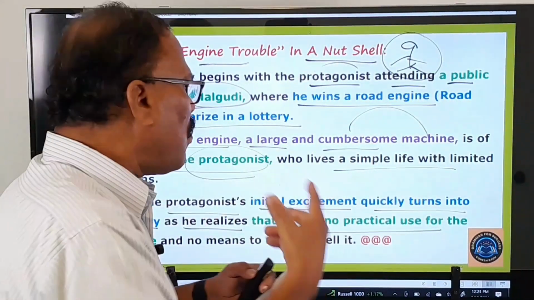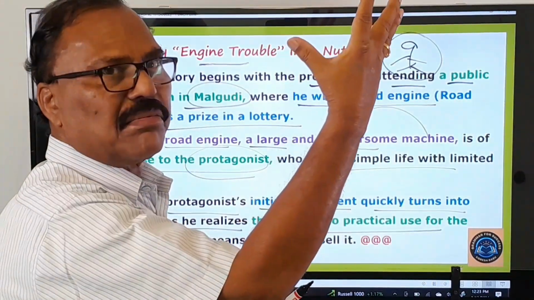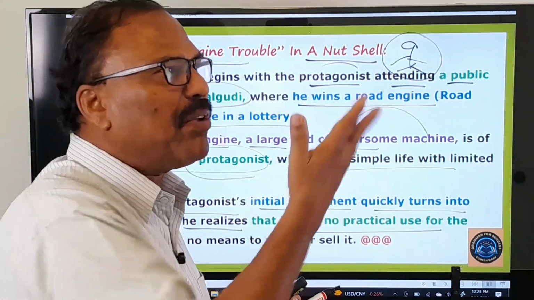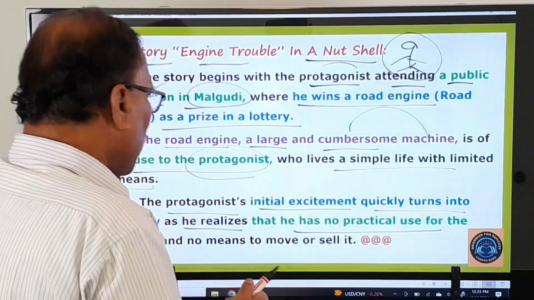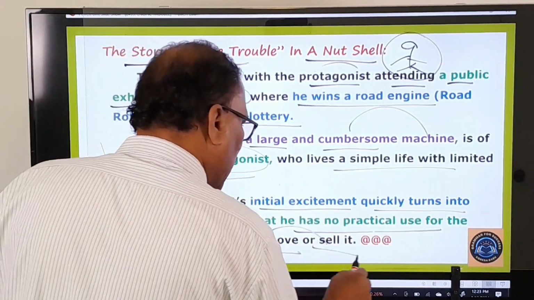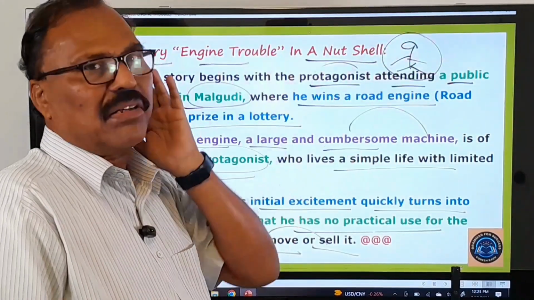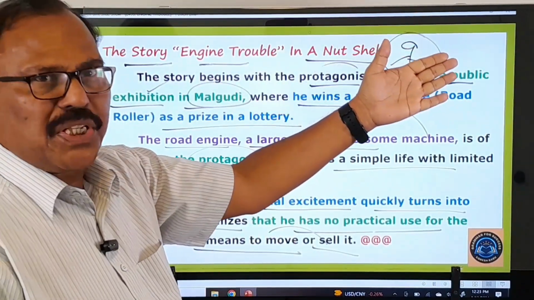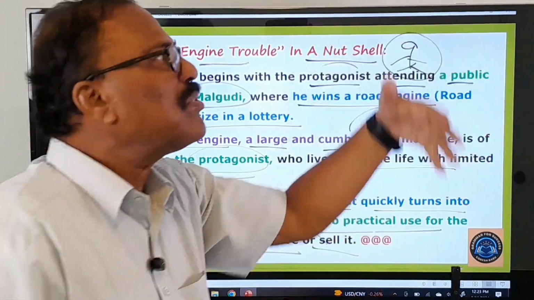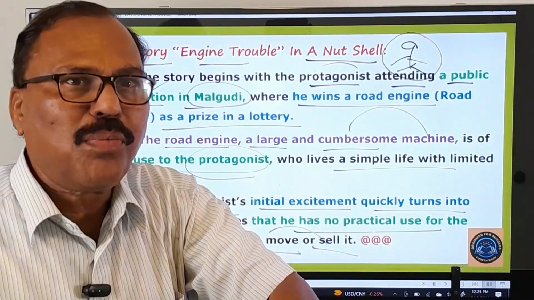He has no practical use for the engine, and he cannot make use of it. He has no practical use for the engine and no means to move or sell it. The prize is given, but it is there in the exhibition. From that exhibition, he has to take it home, or he has to sell it to somebody else. But here he cannot either take it home or sell it.